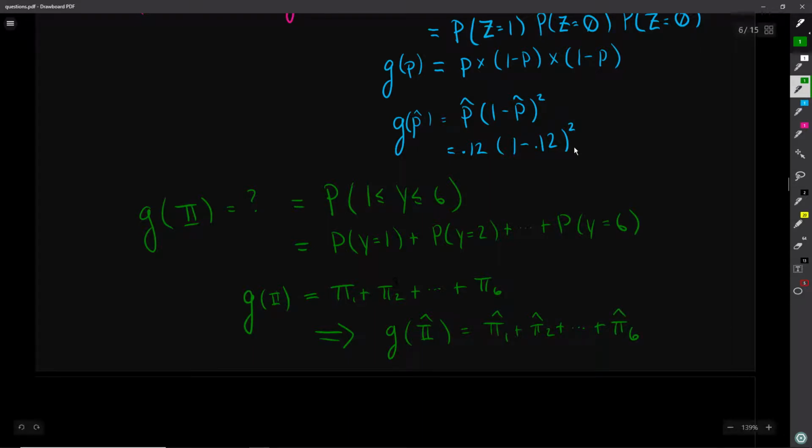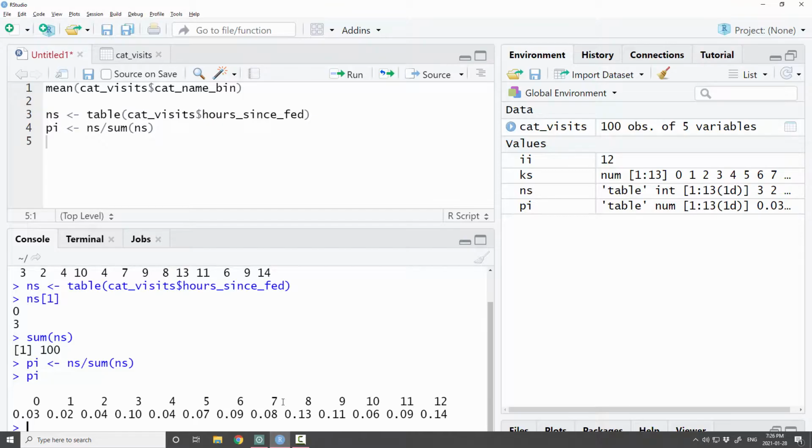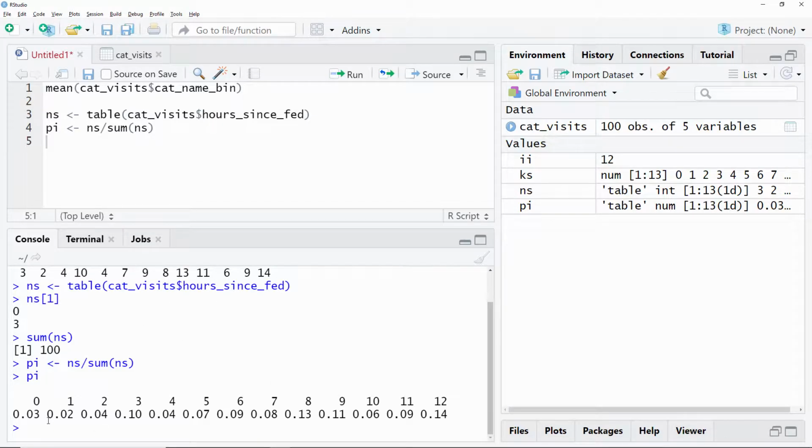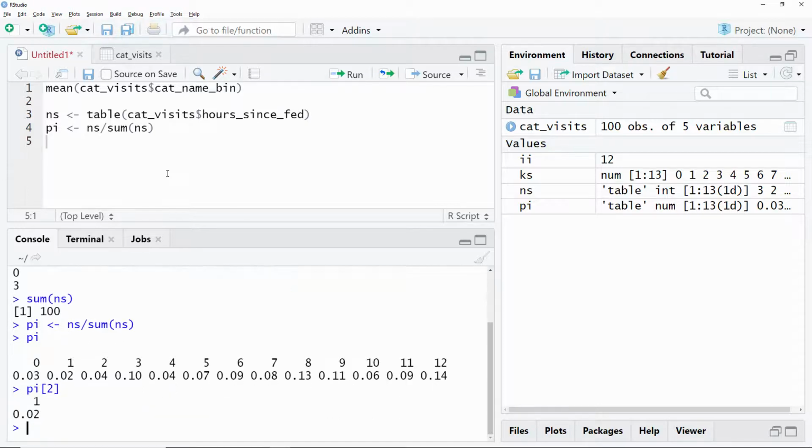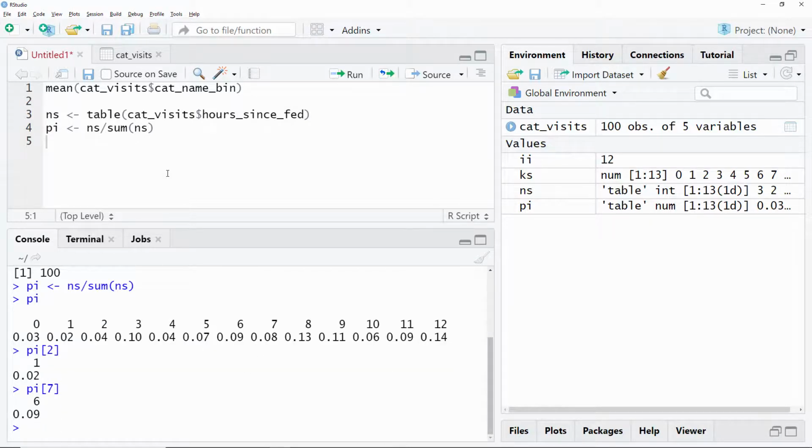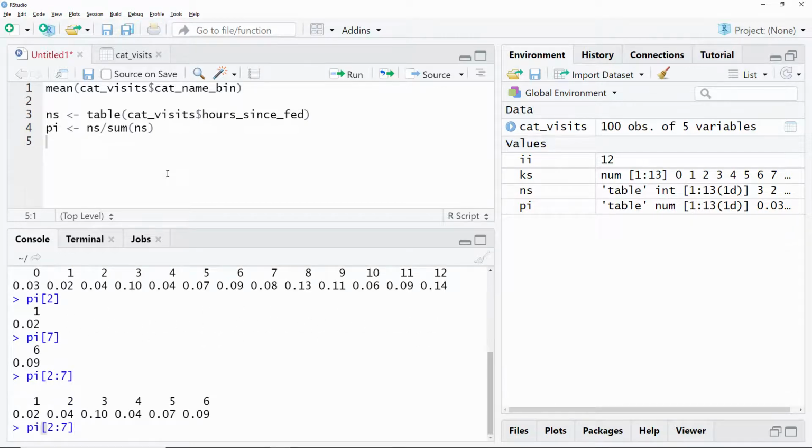Because I still have RStudio up and running, we can come over here and see that really what we want to do is sum these values. I've stored these values in the variable pi. So pi 1 is going to be at index 2, and pi 6 is going to be at index 7, because we're off by 1 here. So if I take pi 2 to 7, that's going to give me each of those probabilities.